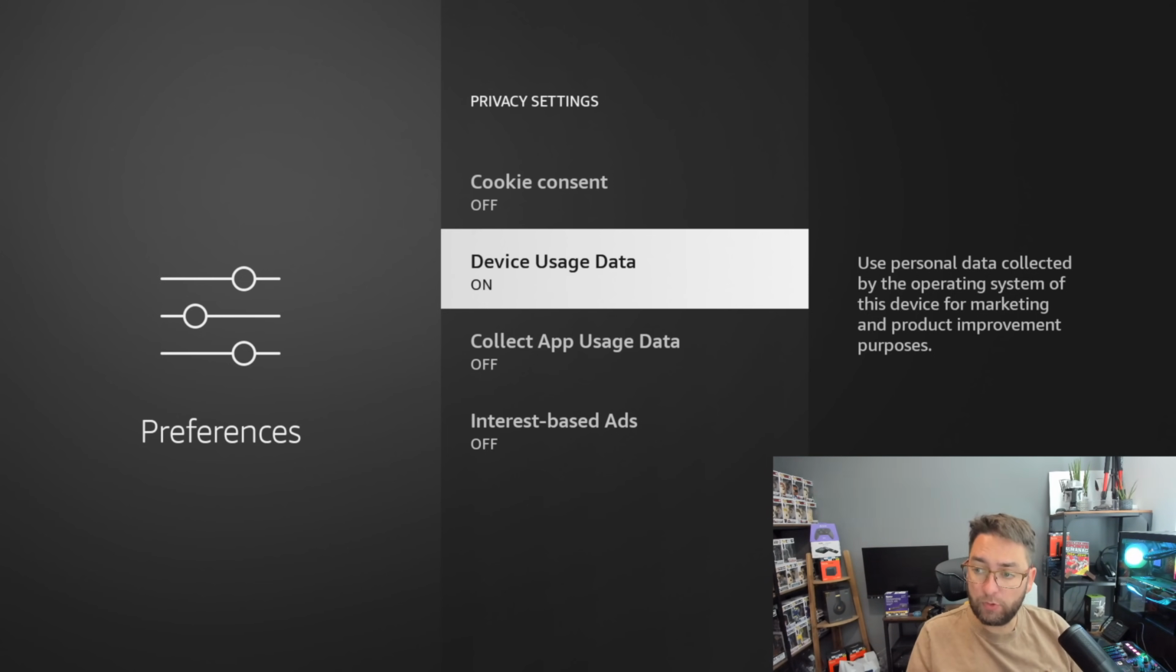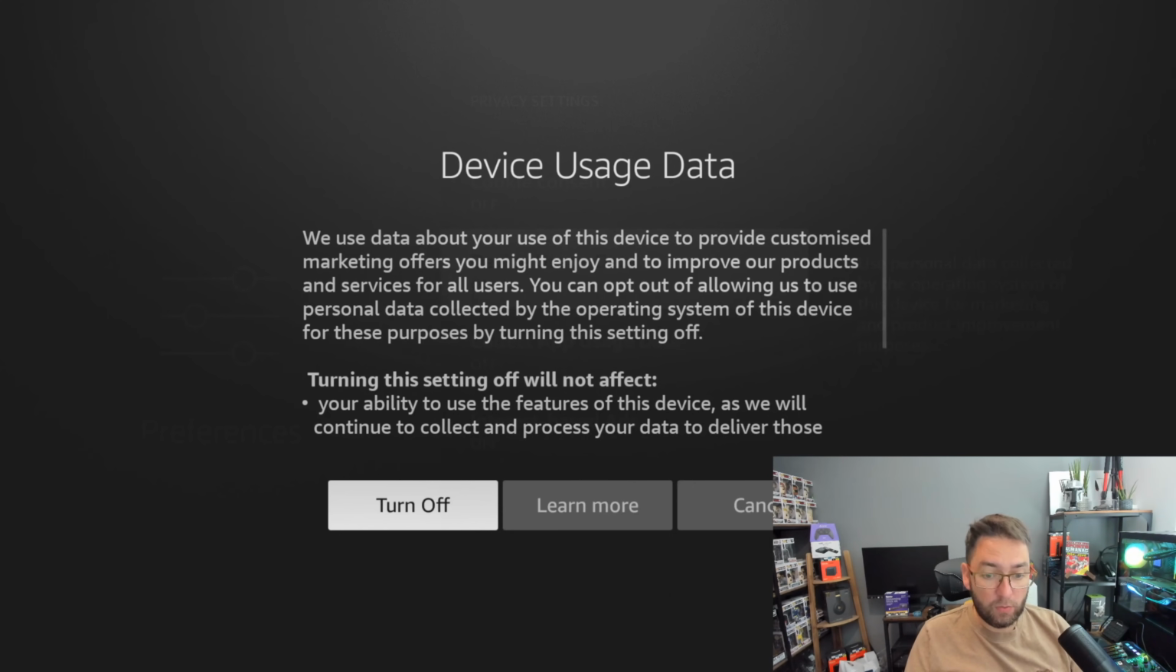And this is used personal data collected by the operating system of this device for marketing and product improvement purposes. I would always have that off. Like the other three in my line here are turned off, that one should be off as well. The whole idea, I wouldn't turn three off and leave one on, okay? We use data about your use of this device to provide customized marketing offers you might enjoy and to improve our products and services for all users.